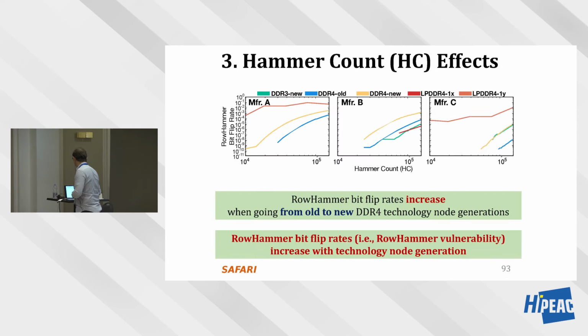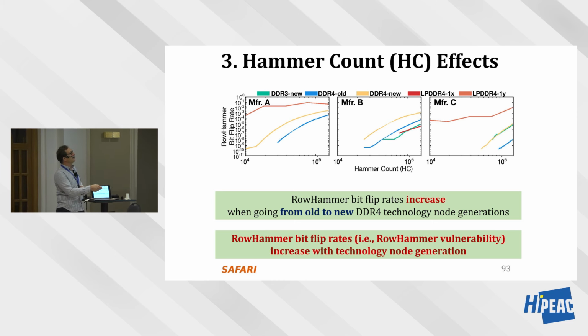I'm going to give you one result over here. So these are 3 major manufacturers, and this is the hammer count. Hammer count to induce the first bit flip. And this is the bit flip rate, meaning error rate that you get.